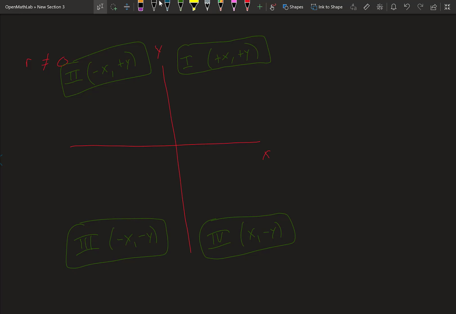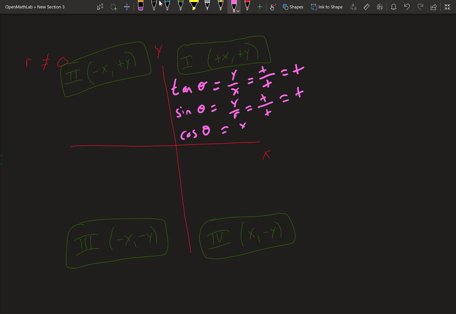So now, thinking about the trigonometric functions, I'm just going to focus on sine, cosine, and tangent for right now. If we look at tangent of theta, that's equal to y over x, and both of these are going to be positive, so we get a positive answer. Sine of theta is y over r. I know that r is going to be positive, and y is also positive, so this gives me a positive answer. And cosine of theta is equal to x over r, which both will be positive in the first quadrant, so we get a positive answer. So in other words, tangent, sine, and cosine are all positive in the first quadrant, right?